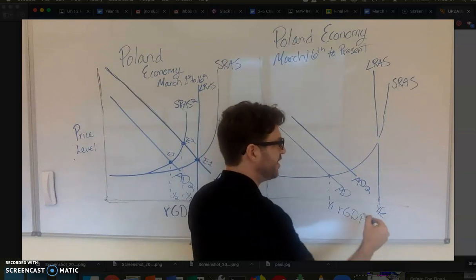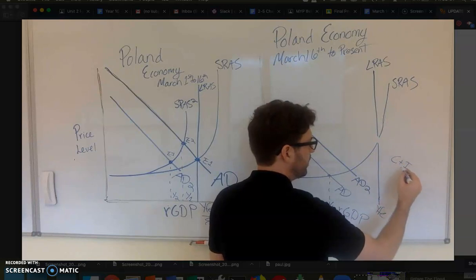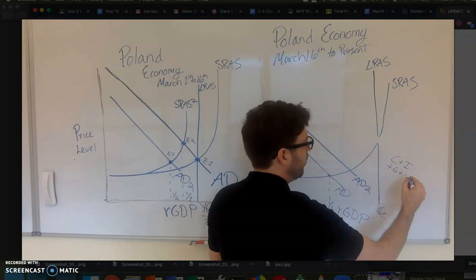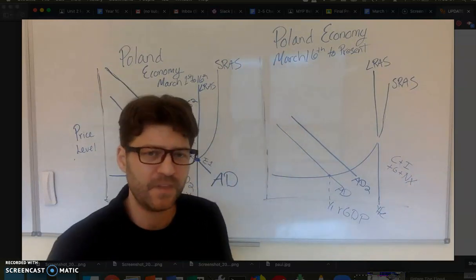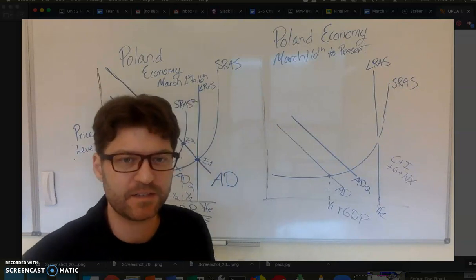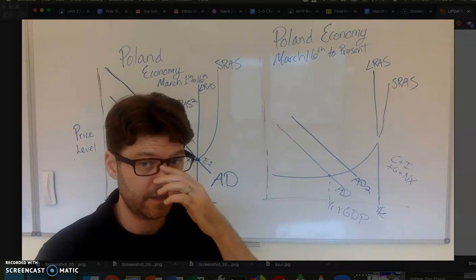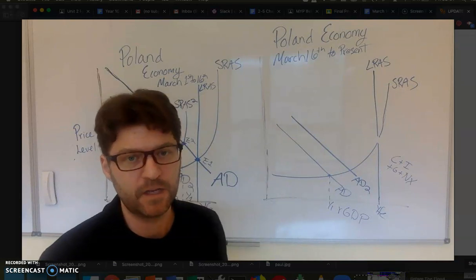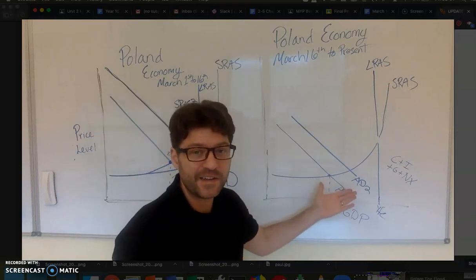Right? Remember that AD is composed of consumption plus investment plus government spending plus net exports. And so if we have all of those things happening at the same time, consumption, investment, government, net exports increasing, that's going to increase our AD curve. But now it's just government. So government's going to spend. What do they spend on?